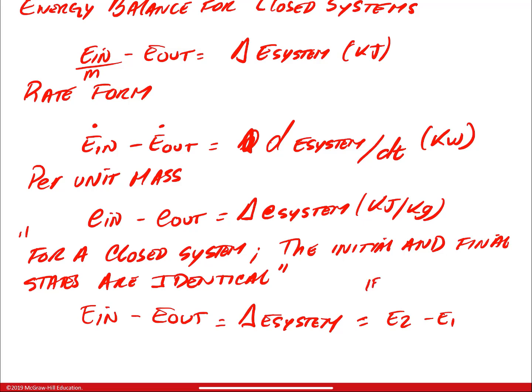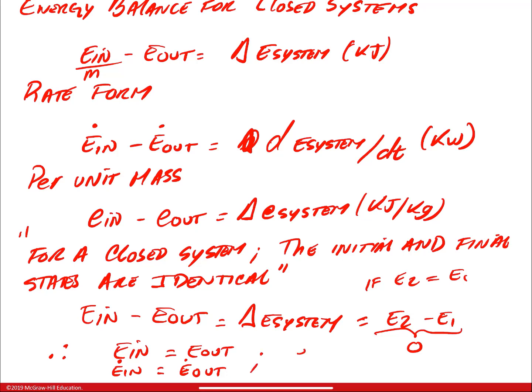If E2 equals E1, this whole thing becomes 0. And therefore I will have that the energy that comes in will be equal to the energy that comes out. And this equation could be expressed in the rate form and also could be expressed per unit mass.